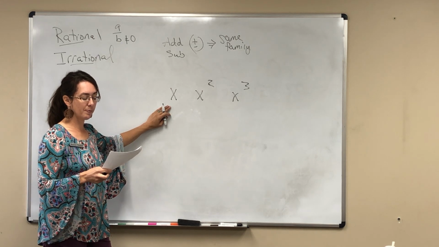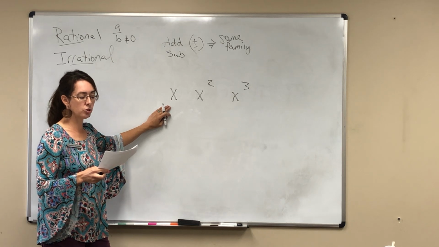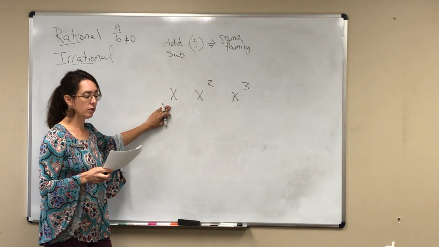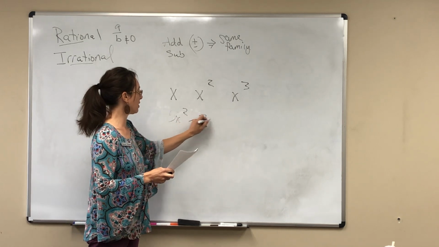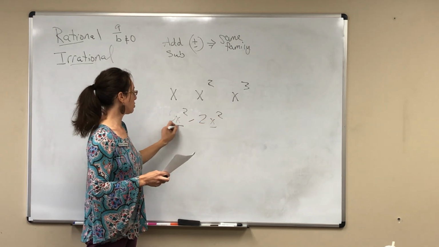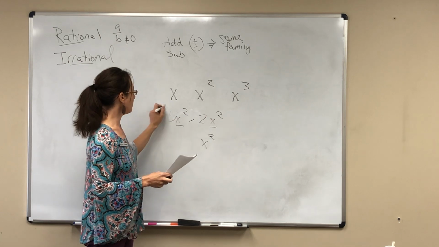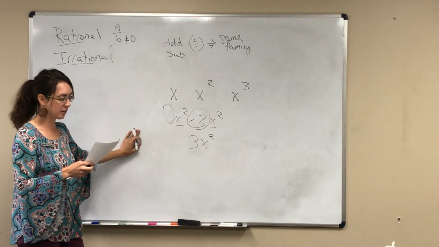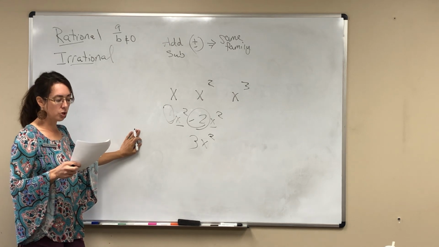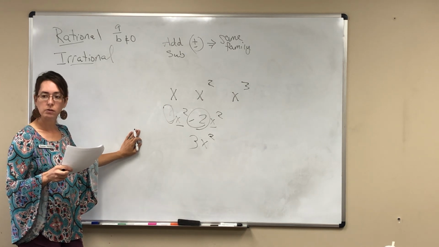Nathan, do the next one. 5x squared minus 2x squared. 3x squared. Remember, your negative has to go with it. x squared is your family. You have a 5 and you have a negative 2. 5 minus 2, 3. Perfect. Okay, Tadrian, 2x plus 4y.